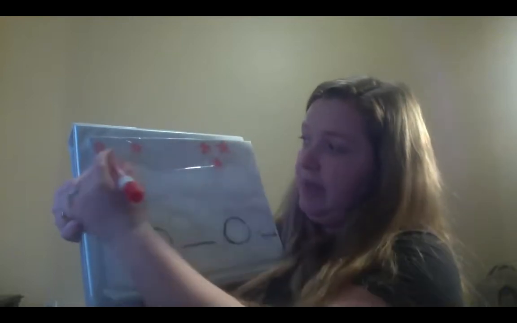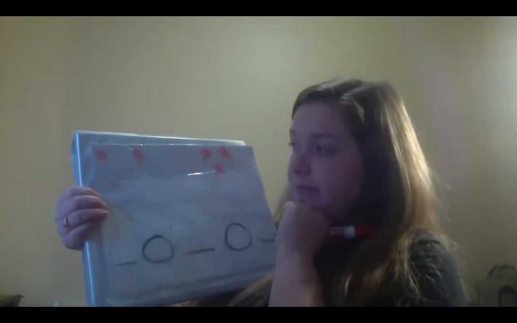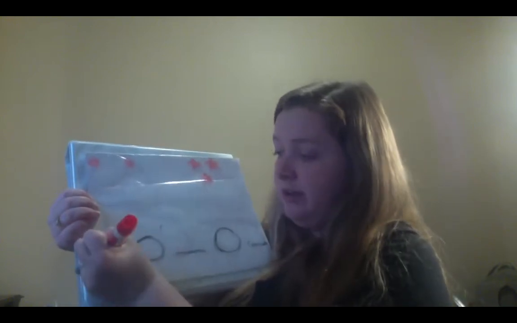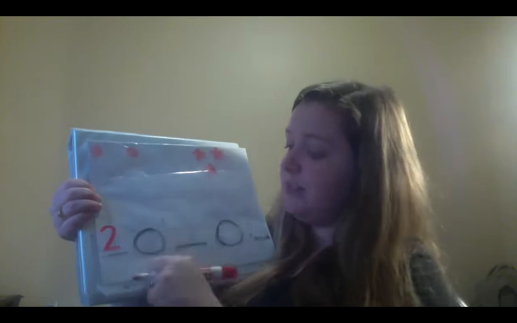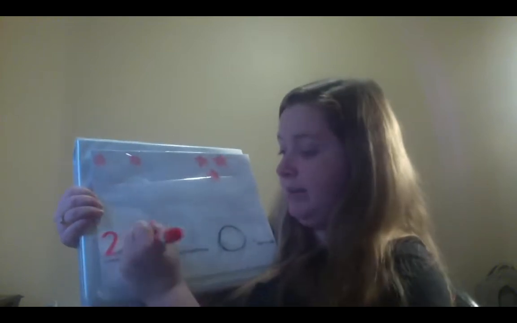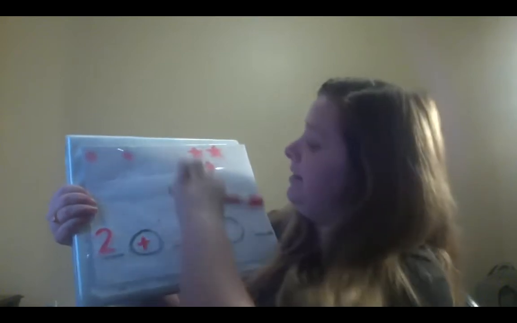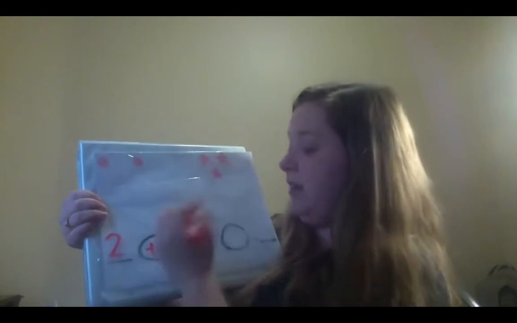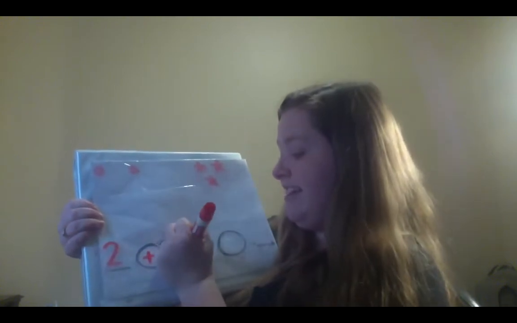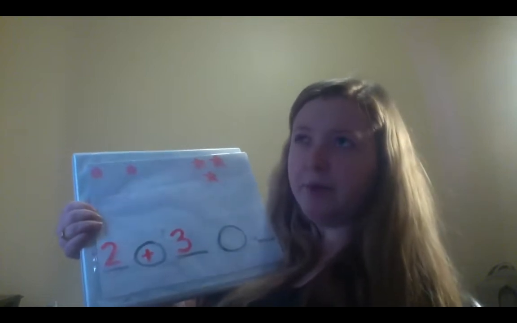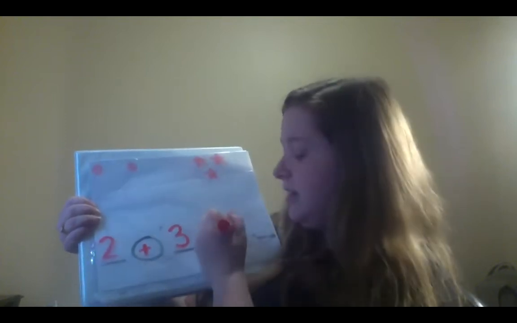So how many dots do I have? Let's count. 1, 2. I got 2. And what's the symbol I put here? Kind of looks like a T. The plus sign. How many stars do I have? Let's see. 1, 2, 3. I have 3. What's that new symbol we're going to put in the other circle? Who remembers? It's called an equal sign.